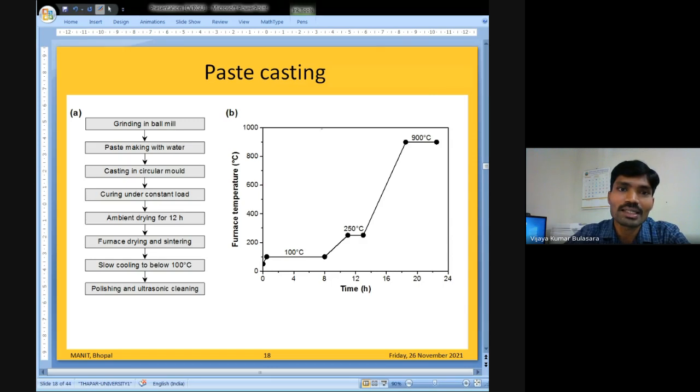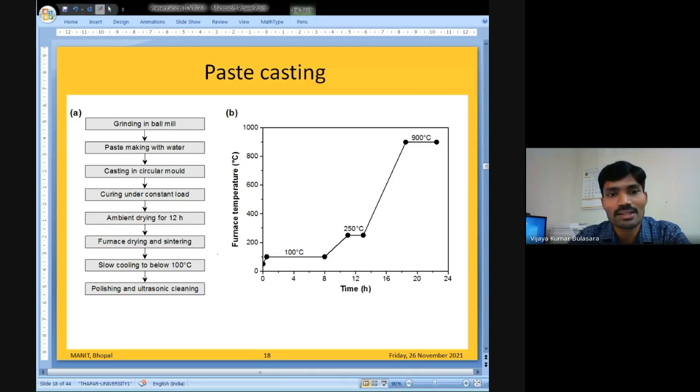Okay, so the method is already discussed, the paste method. That means grinding the raw materials in a ball mill, then paste making with water, then casting in the circular mold, then curing under constant load. Because when we cast the membrane manually and remove it from the mold, it may get certain deformations. So we have to keep a uniform or constant load for a certain period, like overnight 12 hours. Then the deformations will be settled or corrected. Then ambient drying for 12 hours.